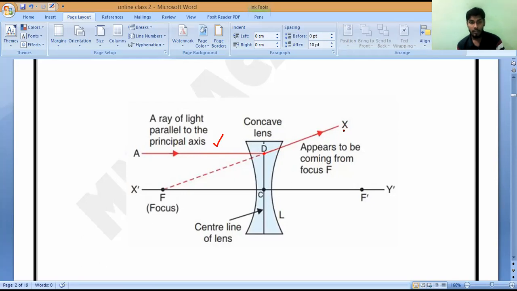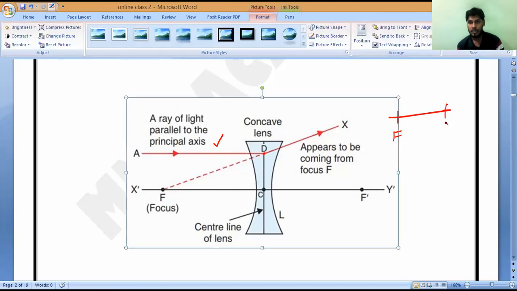Even though it is diverging away from the lens, we feel that the refracted light ray is coming from where? It is coming from the focus. In a concave lens, always F will be on this side, F dash will be on this side, and 2F will be on this side and 2F dash on that side. That is what you should remember. Correct or not?